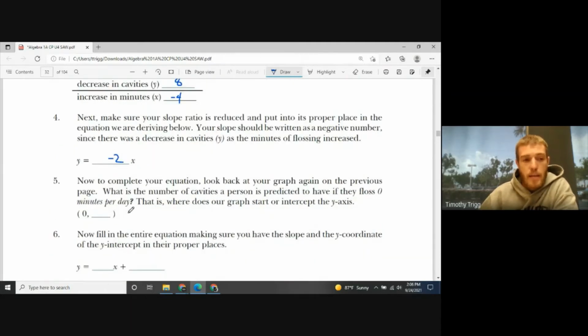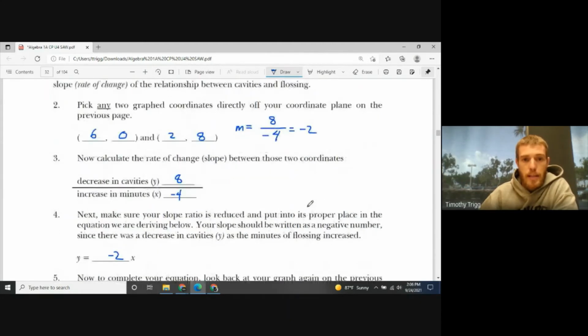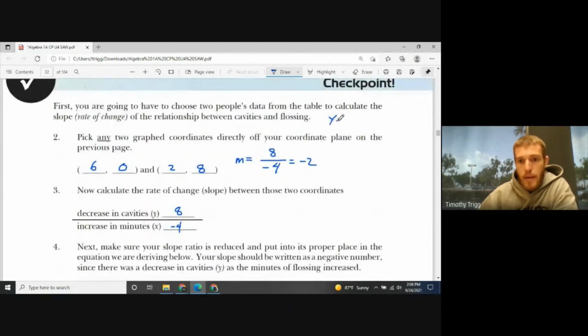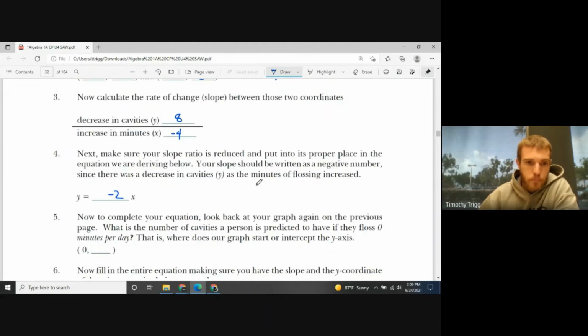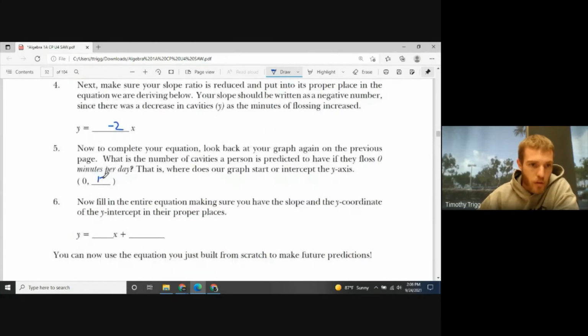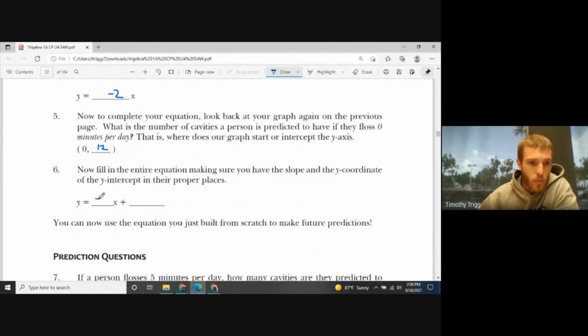Now we need to find the y-intercept, because remember, to write our equation, if we're doing y equals mx plus b, we need the m, which is the slope. We just found that, negative 2. And then you need the b, the y-intercept. So in our case, that's going to be 12, because that's where it crosses the y-axis. That's where it intercepts the y. So 0, 12 is your y-intercept. So it's negative 2x plus 12.